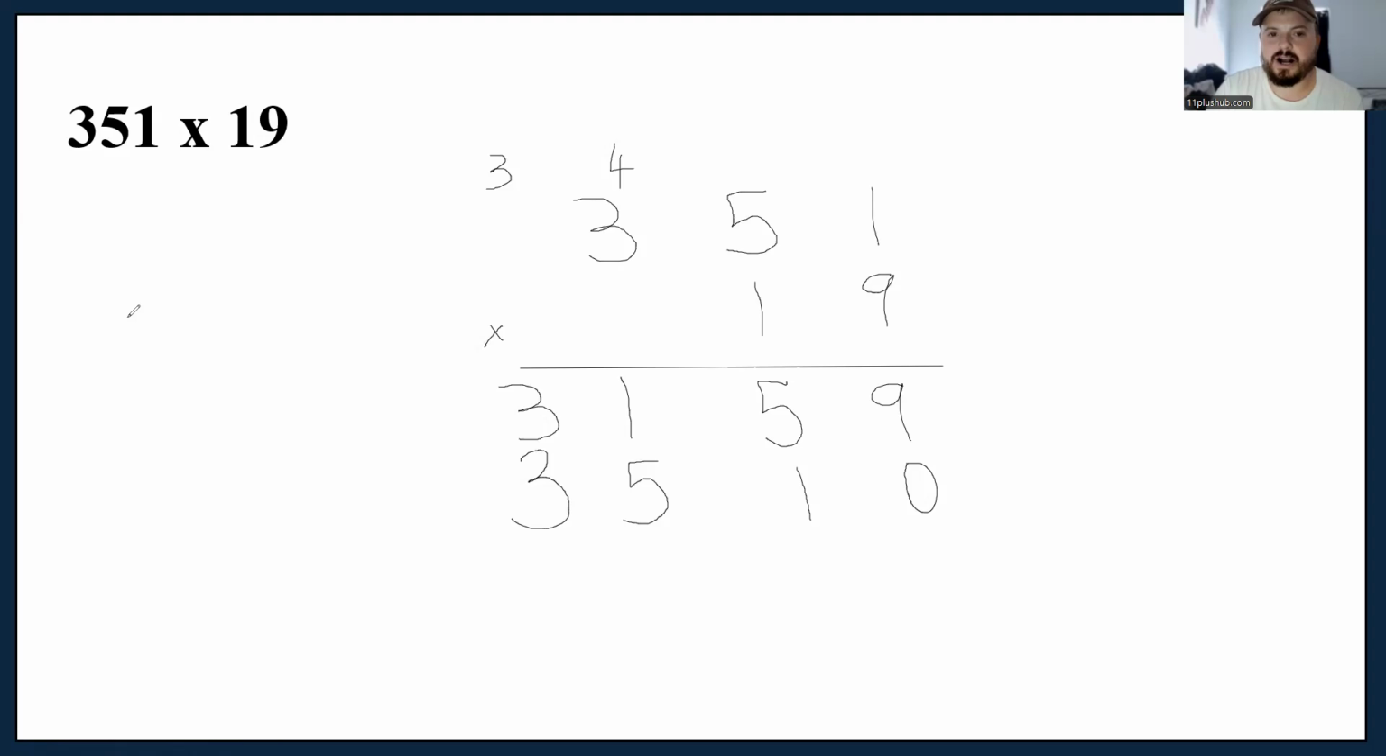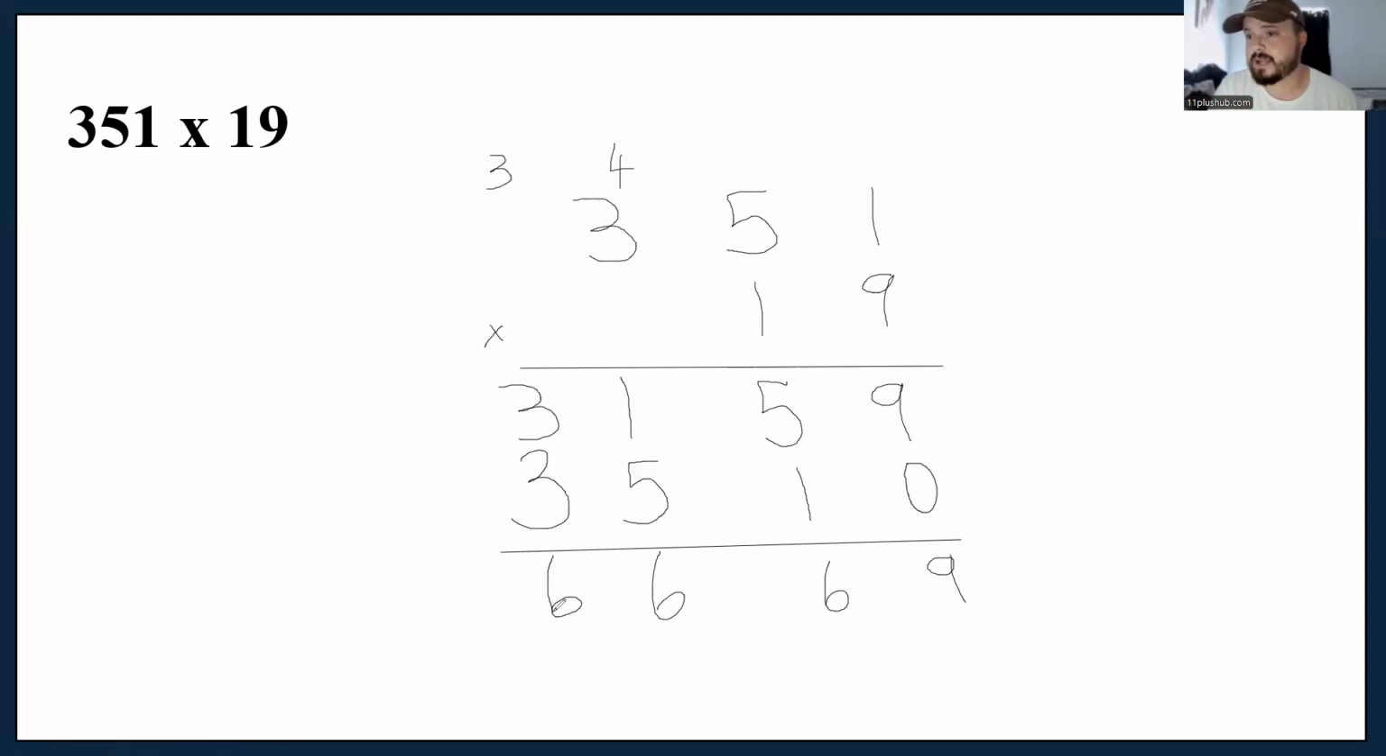And finally, I need to combine my two answers. Okay, so I've got 9 and 0. Let's add them together. 9 plus 0 is 9. 5 plus 1 is 6. 1 plus 5 is 6. And 3 plus 3 is 6. Now, here's my answer, 6,669.